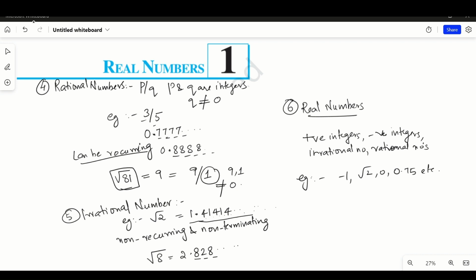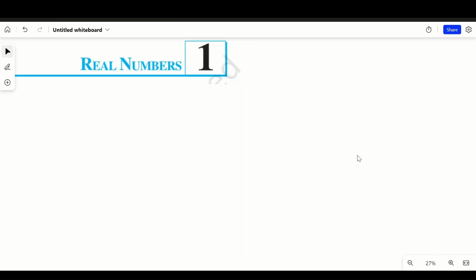Or we can say real numbers constitute the union of rational numbers and irrational numbers. It is a union of rational as well as irrational numbers. So real numbers can be expressed on a number line. Any real number can be expressed on a number line.